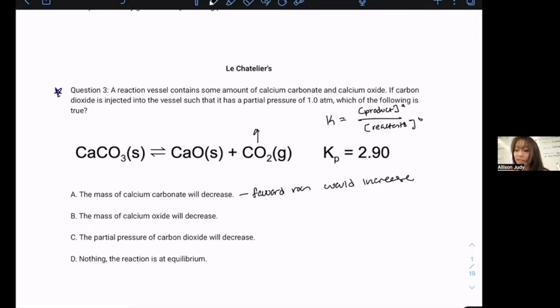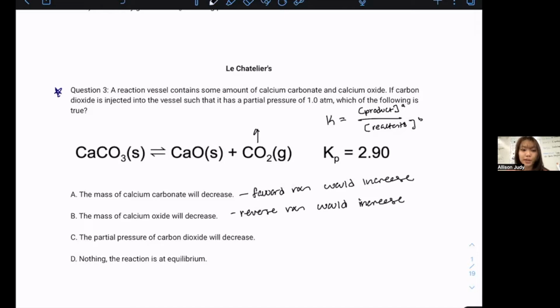B, the mass of the calcium oxide will decrease. Calcium oxide is on the product side. So that means that the reverse reaction would be favored to restore equilibrium, would increase. Because we're trying to get back to equilibrium, right? This reversible reaction is trying to find a new balance with the added stress.